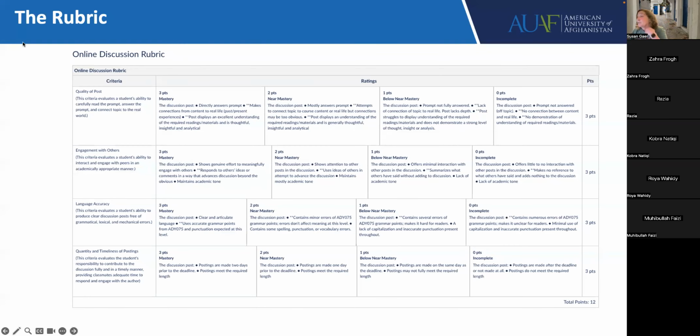Okay, I'll read it to you anyhow, because it's critical that you understand this rubric. So there are 1, 2, 3, 4 different things that are important here. The first one is the quality of post. This criteria evaluates a student's ability to carefully read the prompt, answer the prompt, and connect the topic to the real world. You're going to lose points if you don't connect the topic. You have to take your experience and read and understand the topic of the story to be able to connect your experience to the topic.